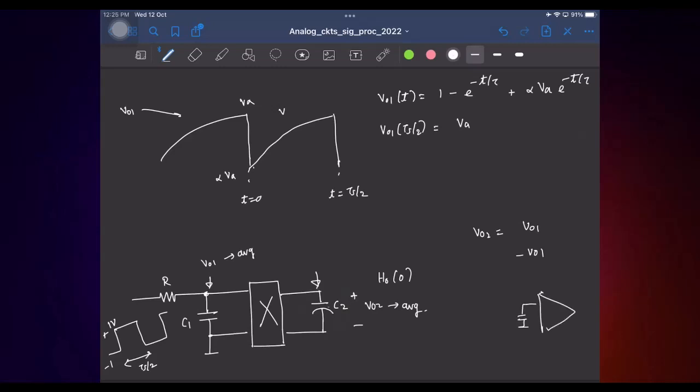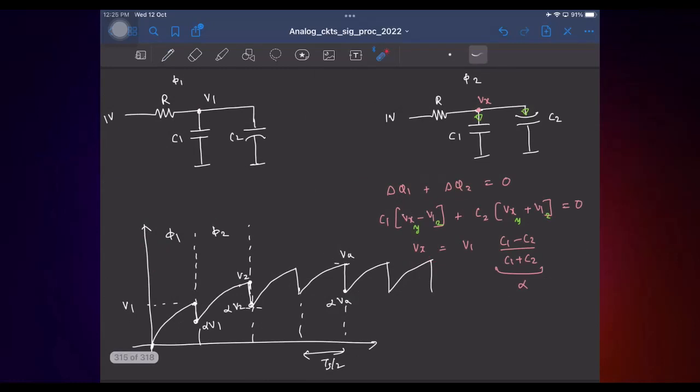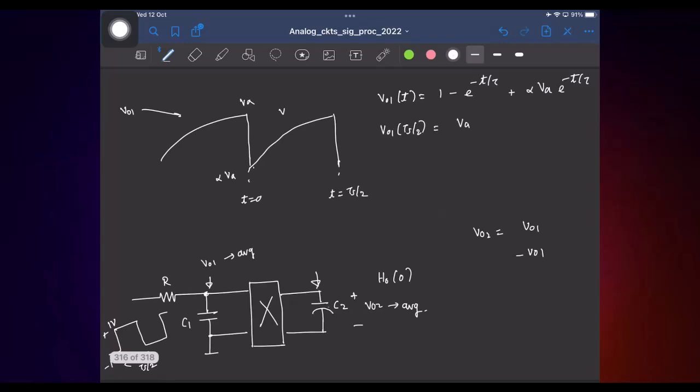So what's the takeaway from this problem for real life? One way you can understand that there will be glitches across C2, and the glitches will be periodic at 2 times FS. That is one takeaway. And with this you can try to analyze what these jumps in C2 will result in. I can share some resources later.